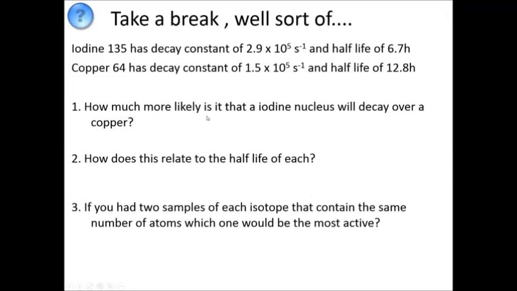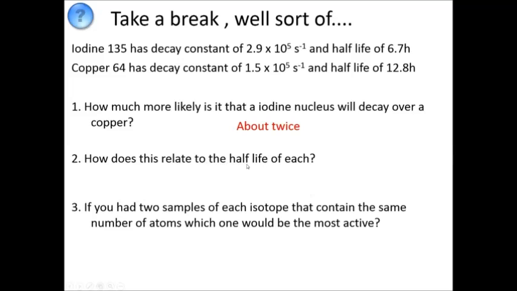How much more likely is it that an iodine nucleus will decay over copper? Well, it's about twice, isn't it? Because iodine's got a decay constant of 2.9, copper 64 has got 1.5. So 2.9 is approximately double 1.5. They're both times 10 to the minus 5. So it's about twice as likely to decay.